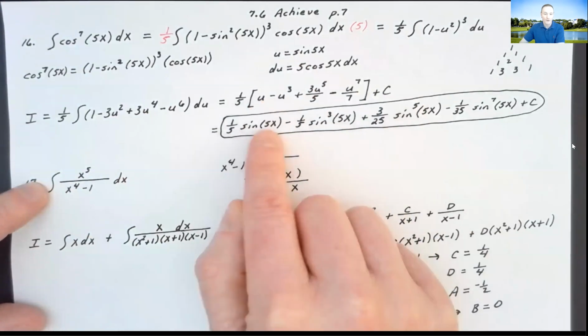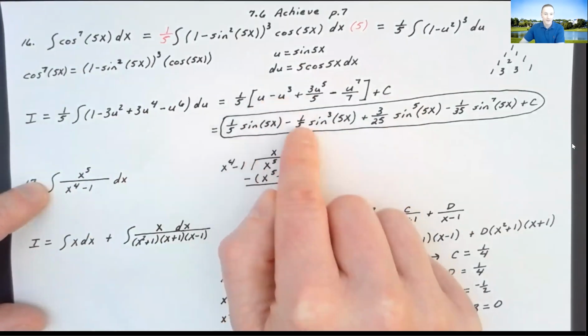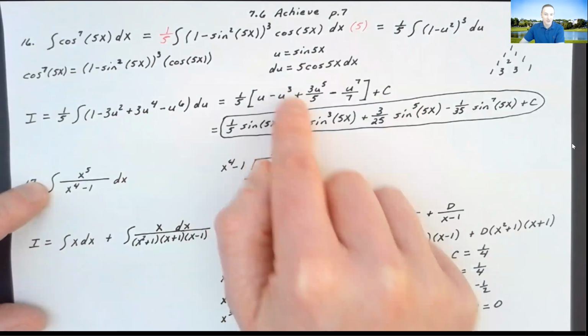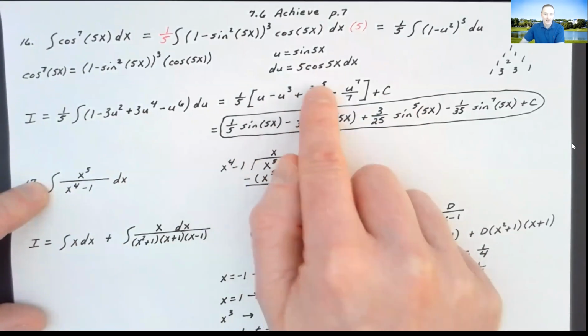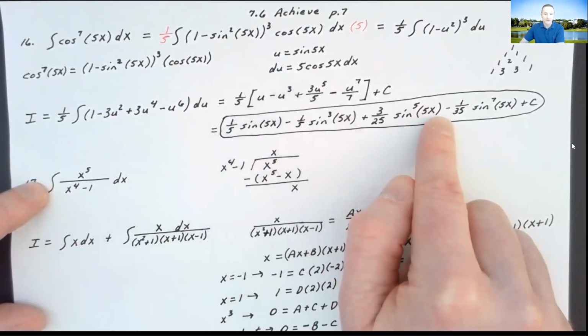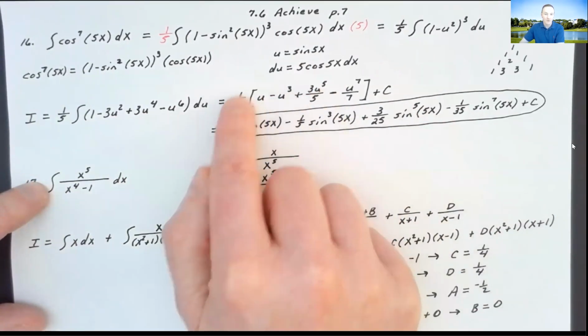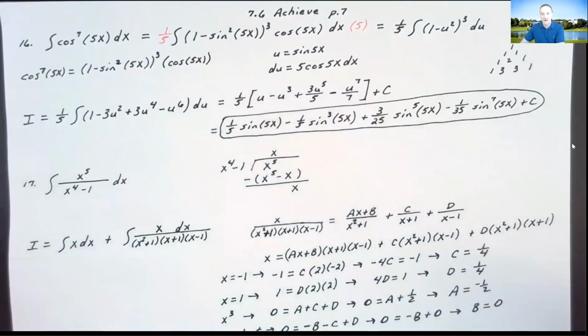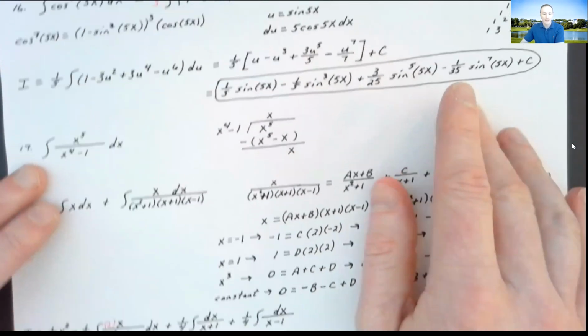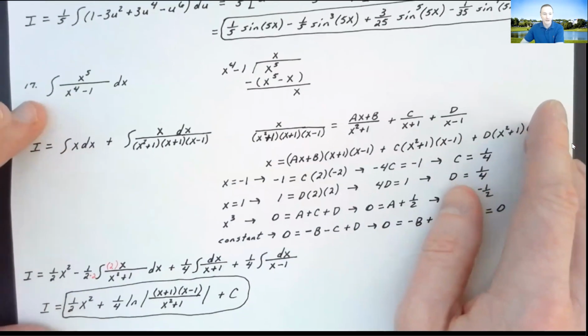So we'll get 1/5 the sine of 5x minus 1/5 sine cubed of 5x, and then it would be plus 3/25 sine to the 5th of 5x, and then minus 1/35 sine to the 7th of 5x, plus your constant of integration. The last problem here, I like it, one of my favorites in the section.